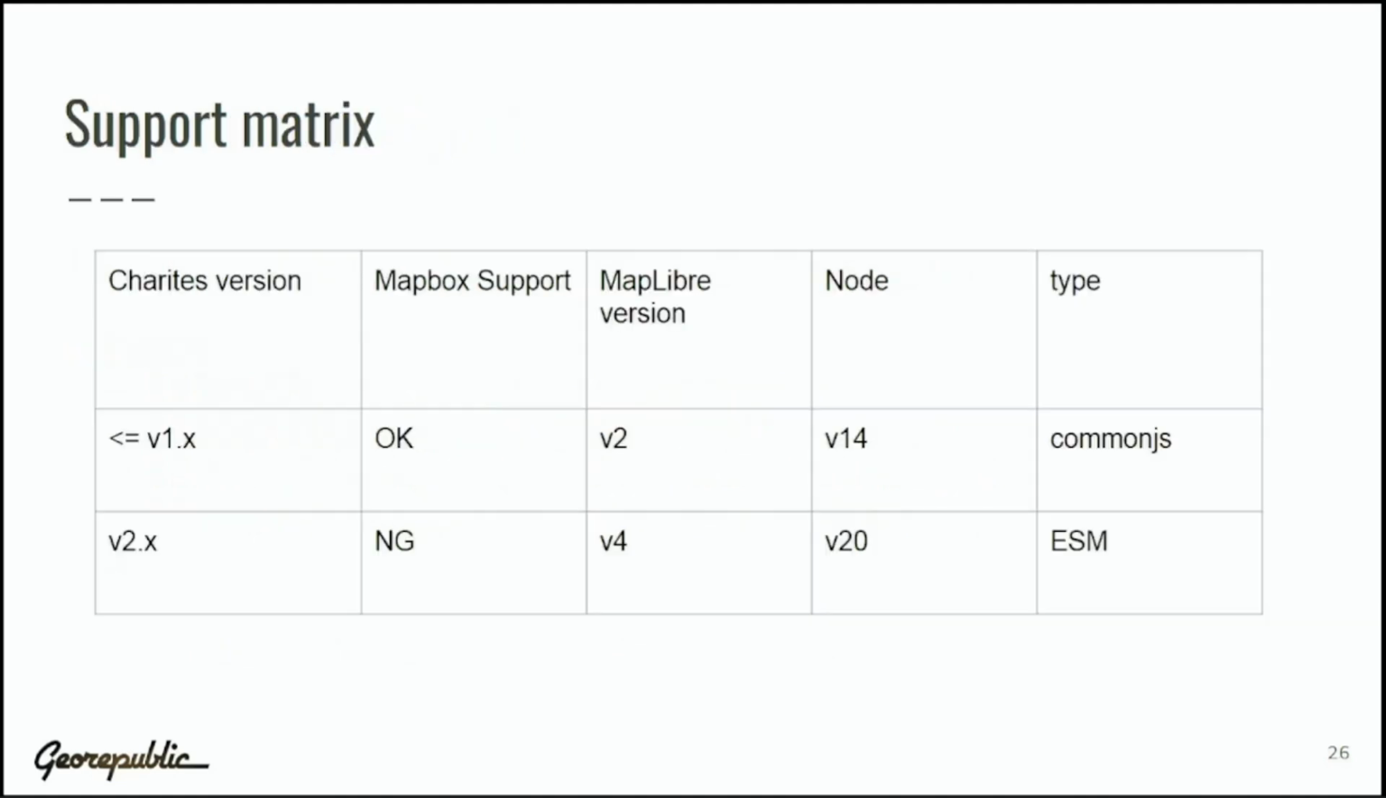Okay, and the support matrix. Last week we released version 2. We dropped Mapbox support, but MapLibre version 4 is supported now. Charites is written in JavaScript or TypeScript, and it is an ESM module now.